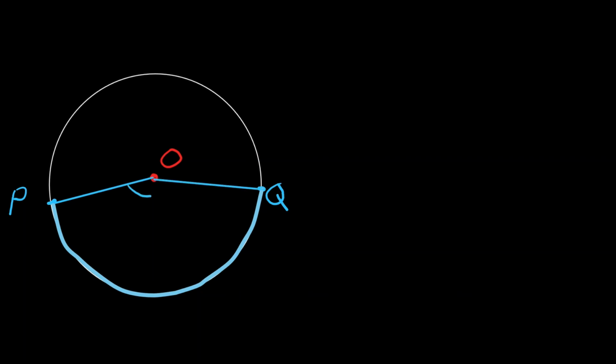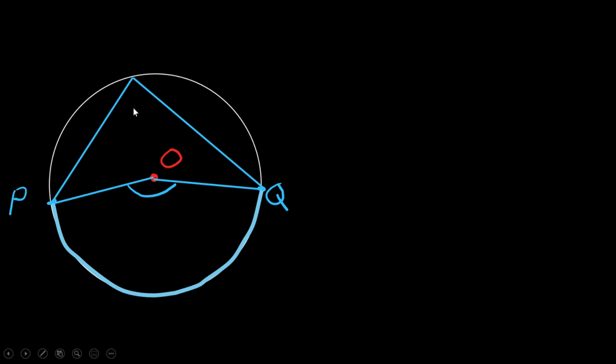So if this is a circle, and this is the center O, and PQ is an arc on the circle, and here we are joining the points P and Q, so this is forming an angle at the center, right? So according to this theorem, if we take any point outside this arc on the circle and we join it to P and Q, it will form an angle, right?